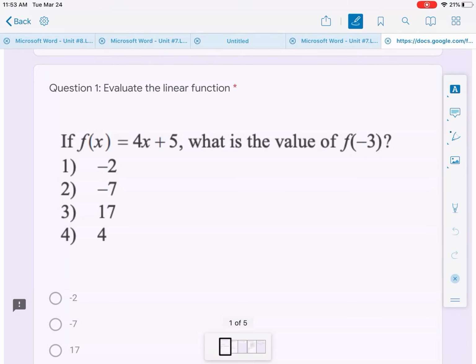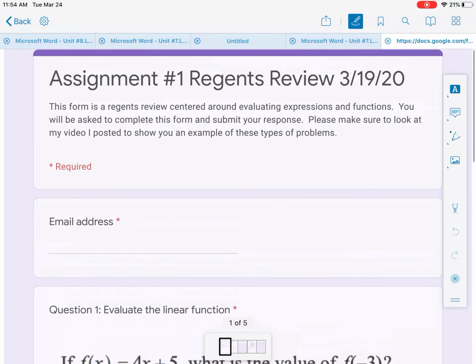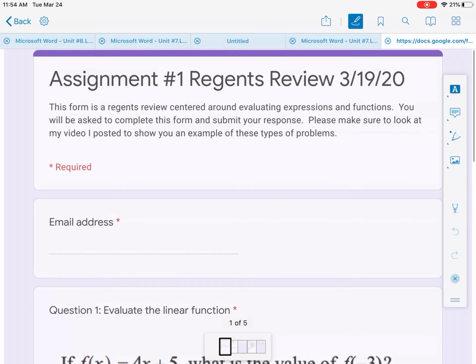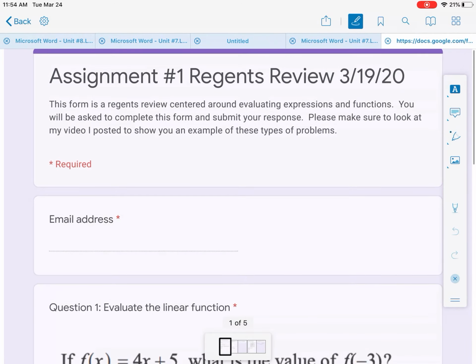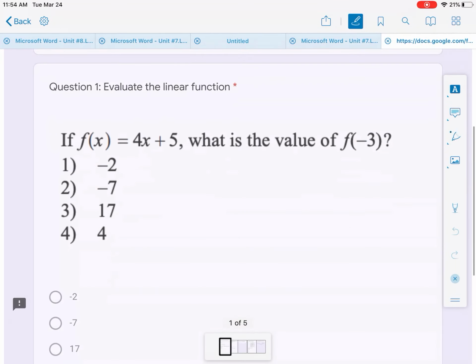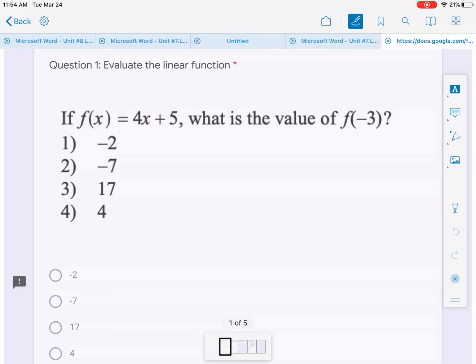So I figured I'd give you guys a little, not help, but just a review of what I assigned the last few days. Here's that first Google Forms assignment for you guys that had 5 questions on it, all Regents level. I'll start with question 1 and work my way down.